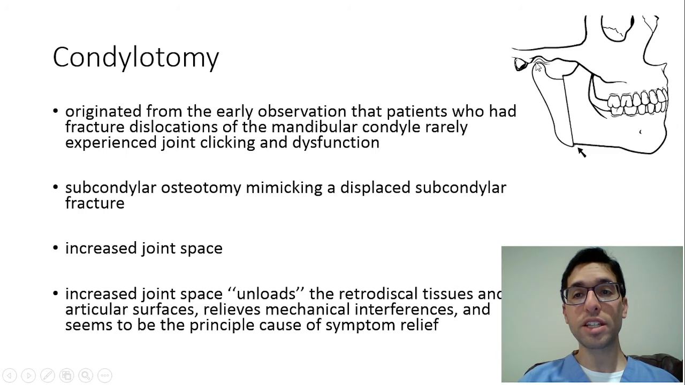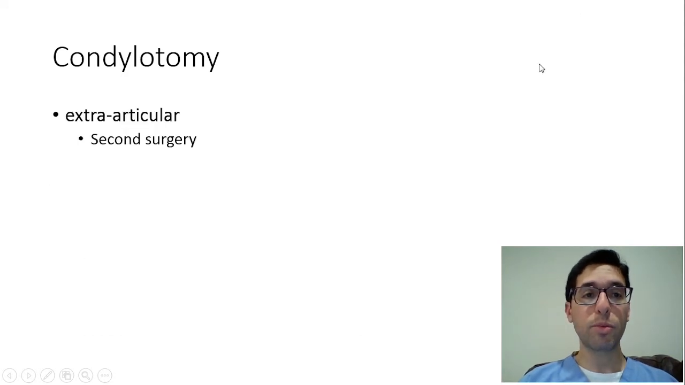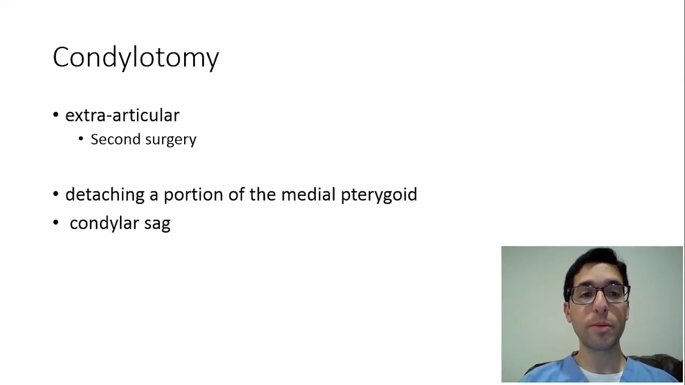So the thought process is, hey, look, when patients have a condylar fracture, their joint tends to heal very well because it's in a passive position, very similar to an IVRO. It's in a passive position, so the joint is finding where it anatomically wants to be, and therefore that's favorable because it unloads the joint. A couple of caveats when it comes to condylotomy. So we do detach the medial pterygoid, and we intentionally induce condylar sag.